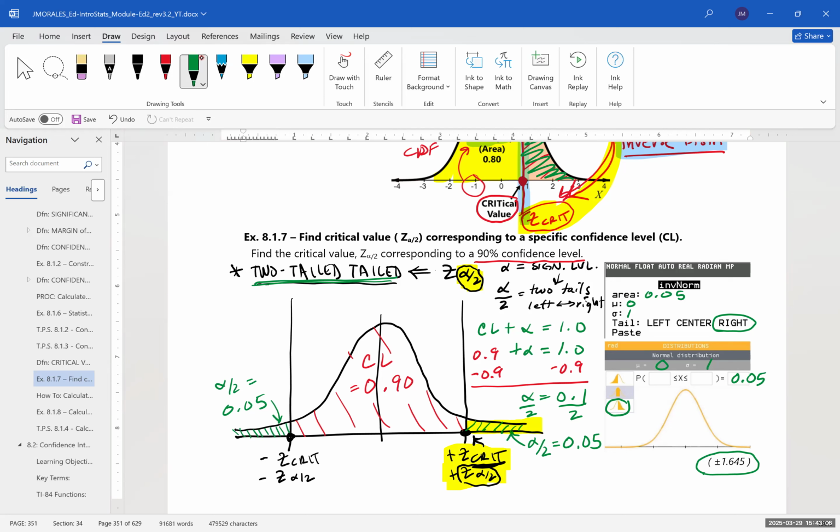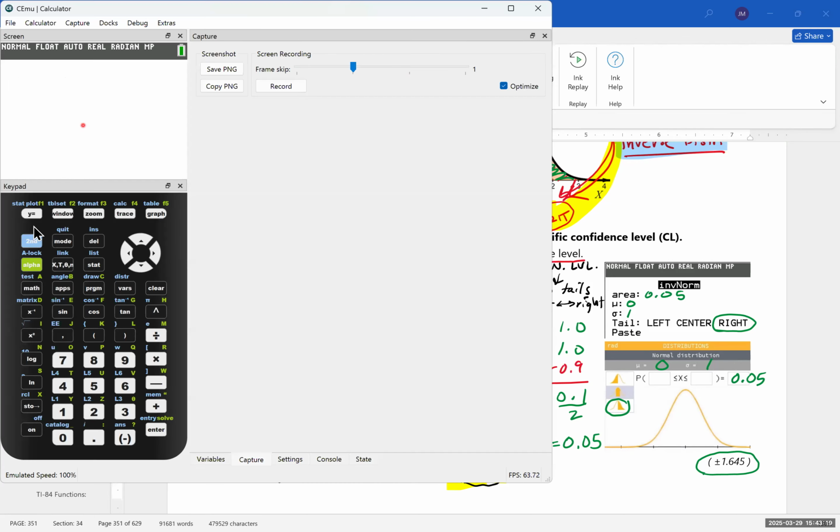So let's take this opportunity to look at all the different ways we would get 1.645. If we were using the Texas Instruments calculator, let me go to the distributions functions, go down to inverse norm, and I have an area of 0.05. Okay, mean of 0, standard deviation of 1, tail on the right. And let me paste and give an answer. There's our 1.645.